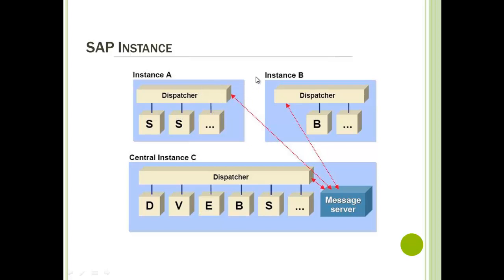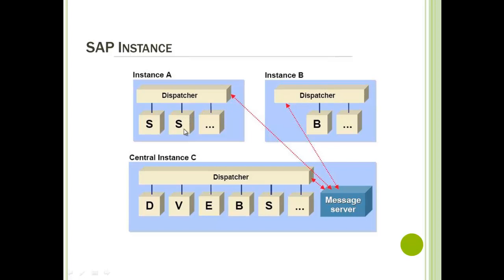And each instance in the application is connected to the message server. So you have one central instance, you can have multiple instances. Okay, that is the idea behind the instances, additional instances. You can have multiple additional instances, and the work processes within the instance can also vary.